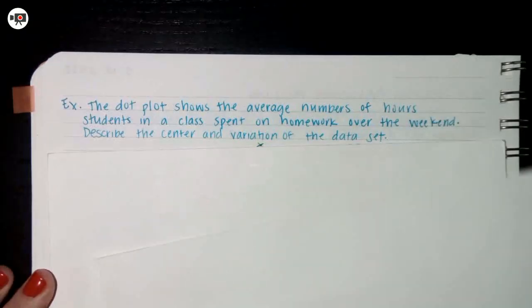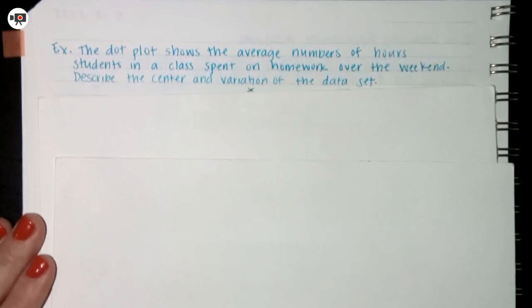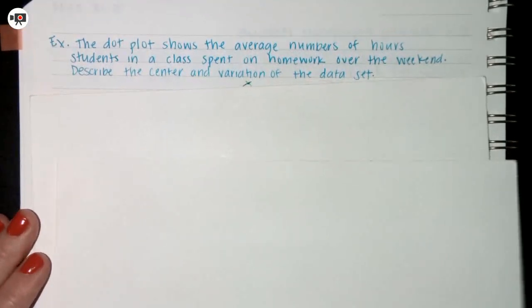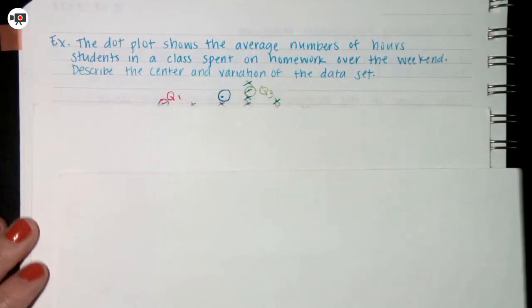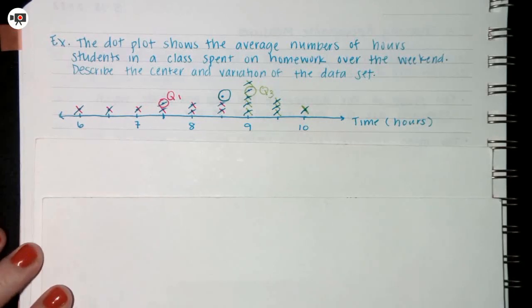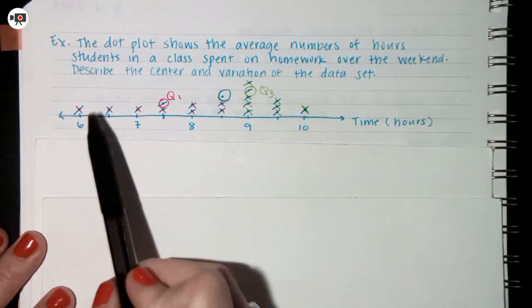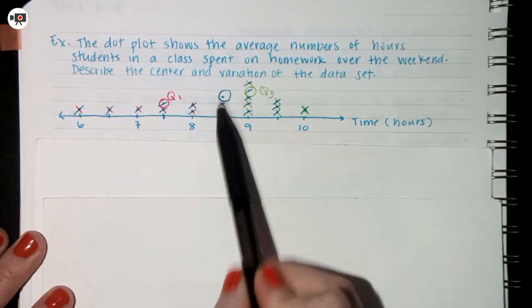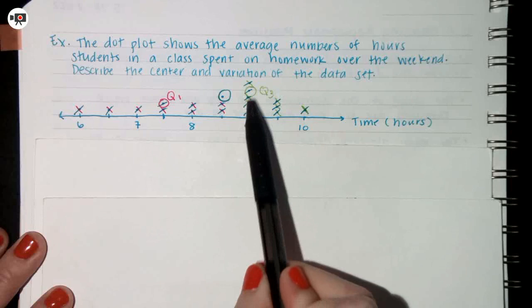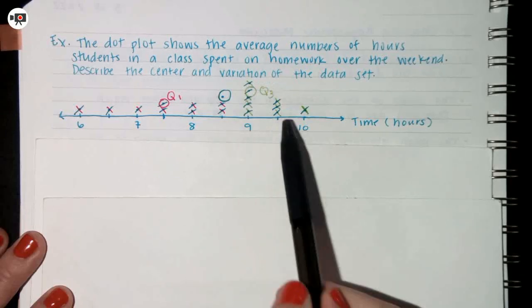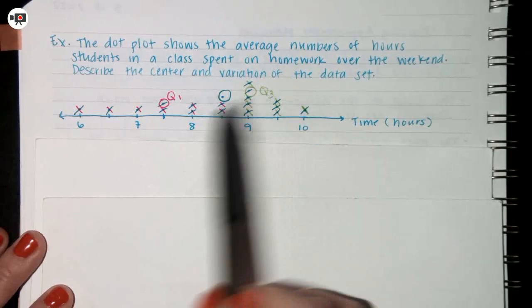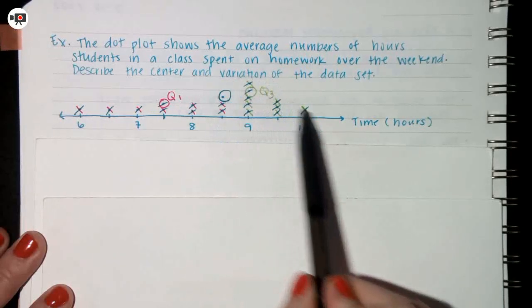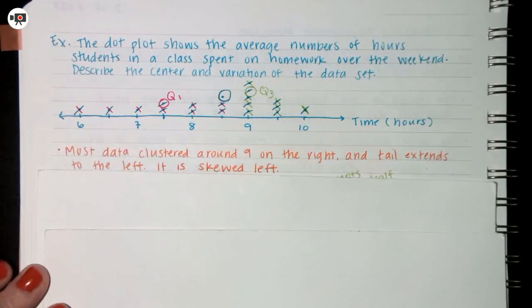The dot plot shows the average number of hours students in a class spent on homework over the weekend. Describe the center and variation of the data set. So I wrote all over this one, but we can see there's dot, dot, dot. There's 2 here, 3. This goes up 1, 2, 3, 4, 5, and then we have 3 and 1. So if I draw a line across the top, that would show me the distribution.